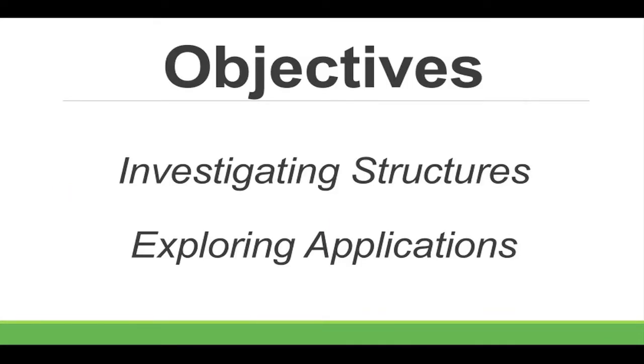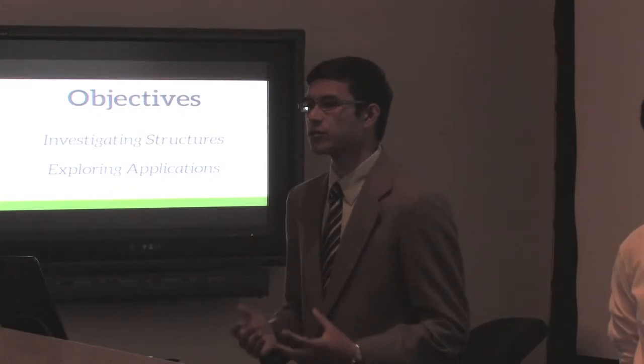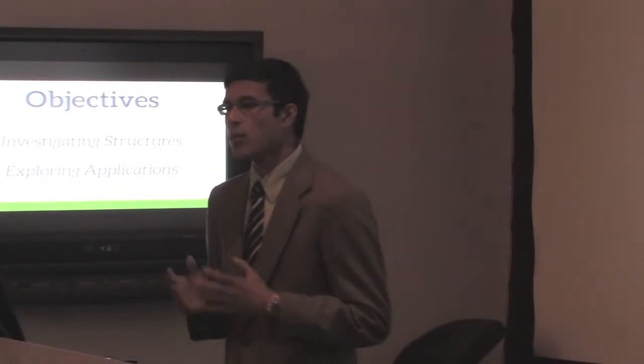So we've talked a little bit about the research. We've talked a little bit about the background. What actually was our objective from this research? We had 2 primary goals. First was to investigate the effect of various variables of solution synthesis on the actual structures we form. And next was to take those structures and explore the applications in the real world. Here's how we did it.